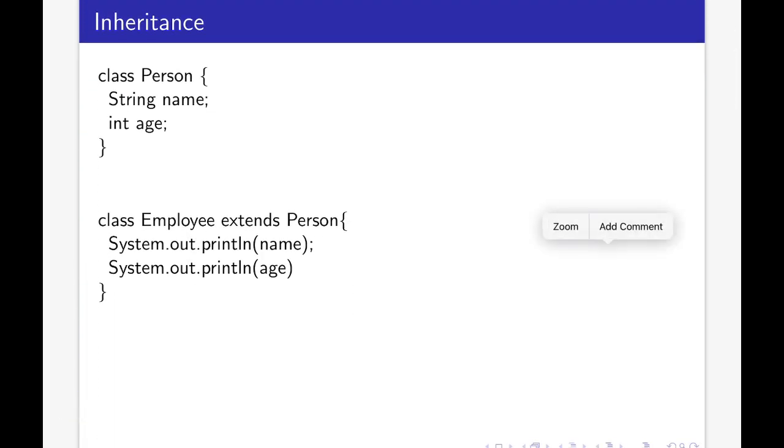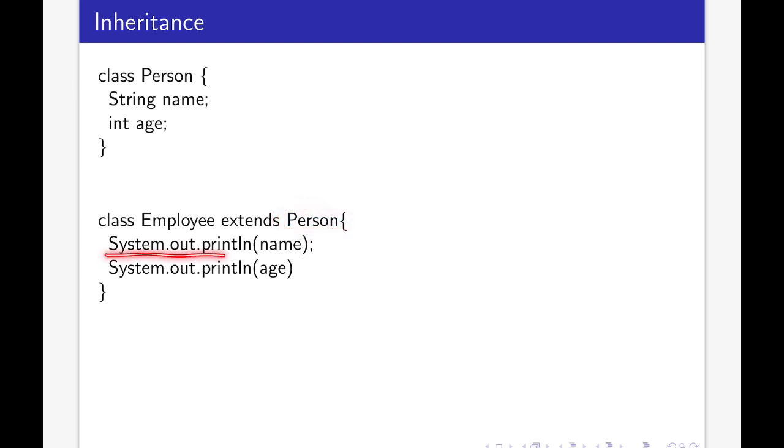So consider this class Person. It has two attributes. One is name of type String, another one is age of type int. For simplicity, we are considering only two attributes. Now we have another class Employee, that is a subclass of the Person class. That's why we have written class Employee extends Person. That means the Employee class is derived from the Person class.